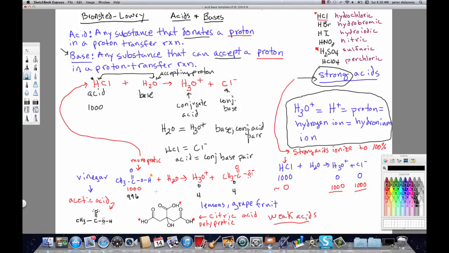So you see the difference between a strong acid and a weak acid has to do with the level of ionization. For strong acids, they ionize completely. So if I have 1,000 molecules of any of these strong acids, when you add them to water, they produce 1,000 molecules of the H3O+ or 1,000 H+. And with that, I think I'm going to go ahead and close this video.